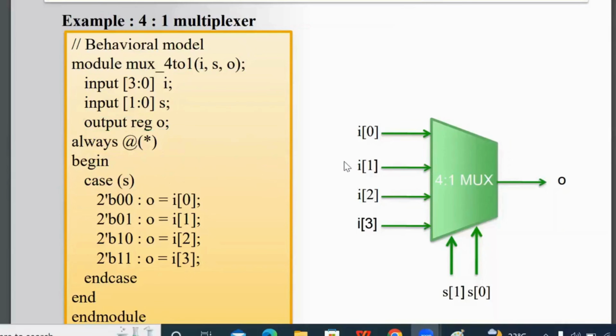Any doubts? No, ma'am. Jashwant? No doubts. Okay.